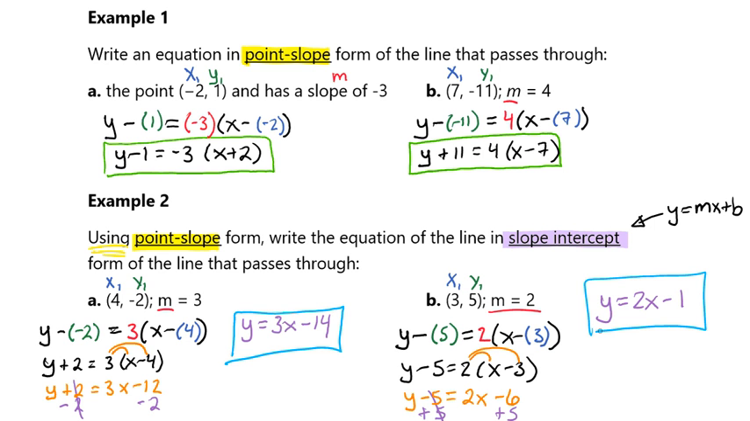So in our first examples up here, we just wrote it in point-slope form. In our second examples here, we wrote it in point-slope form, but then simplified it all the way down to slope-intercept form.